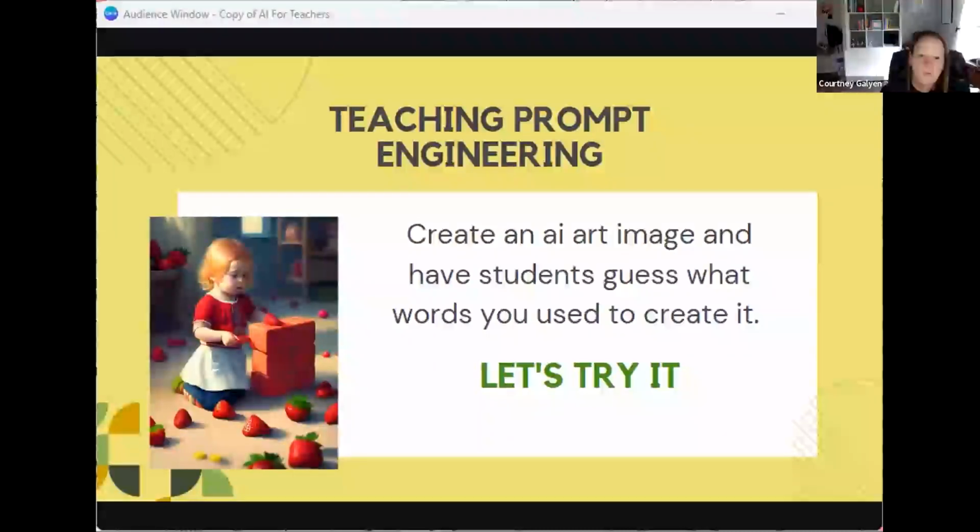So to change this image to make it one that was more in line with what I was looking for, what you have to do at this point is find another way to get the hair color that you want without the strawberries appearing.